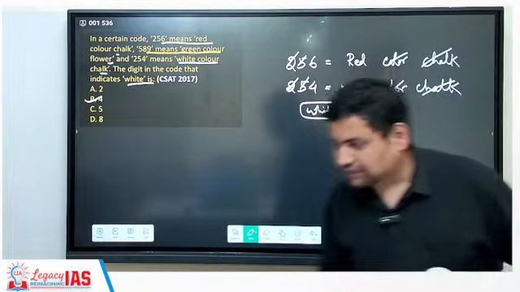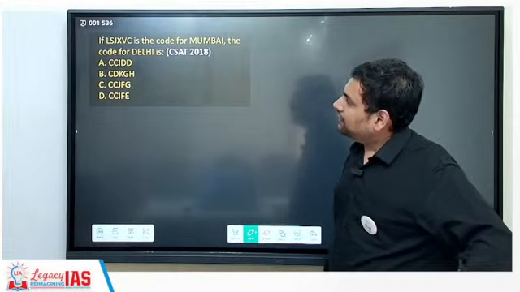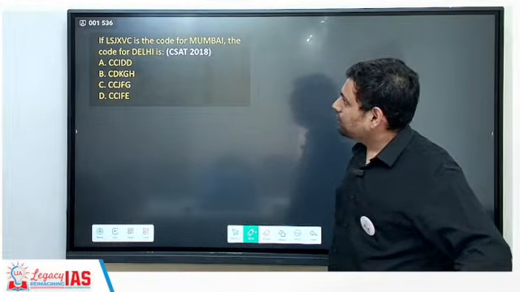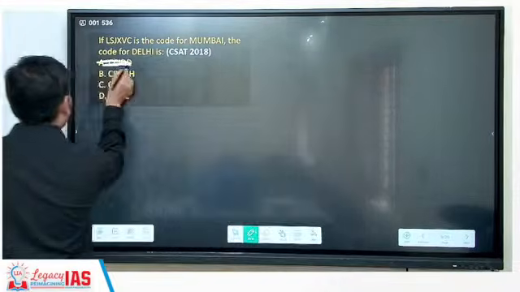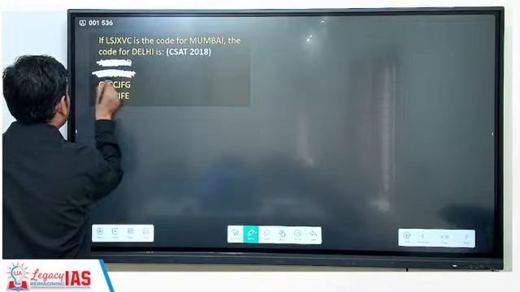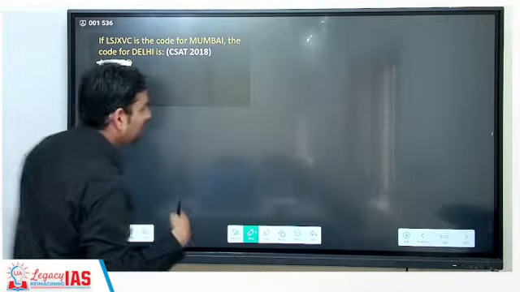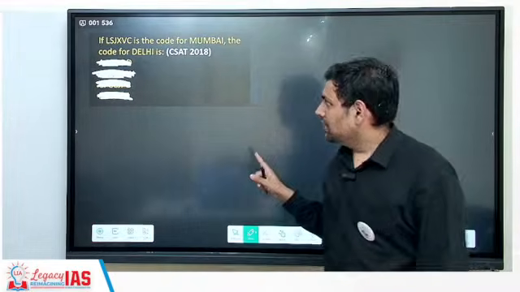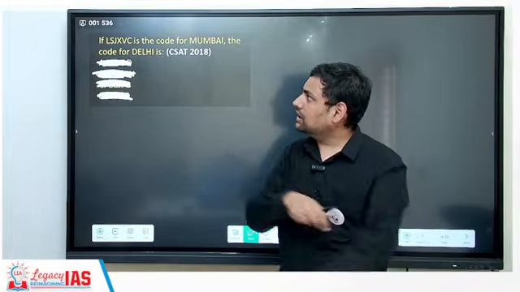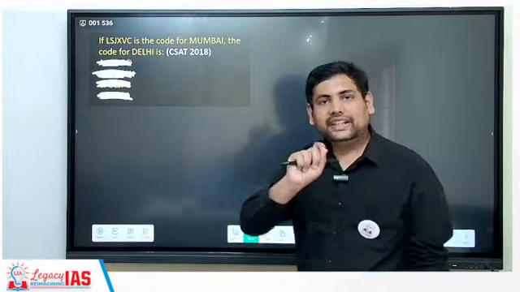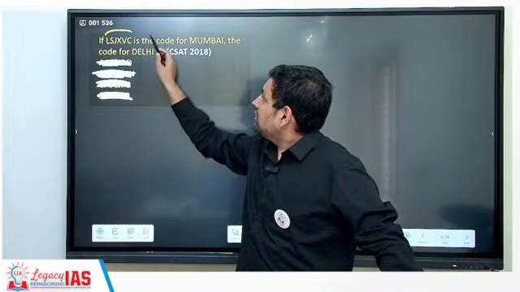Then next. This is: if LSJVC is the code for Mumbai, what is the code for Delhi? Now, if I don't give you the options, it becomes an interesting question. Because of the options, it actually becomes easy. Please remember this, sometimes they may use this also. Now, see, this question is slightly different. Why is it different? It says if this is the code for Mumbai.